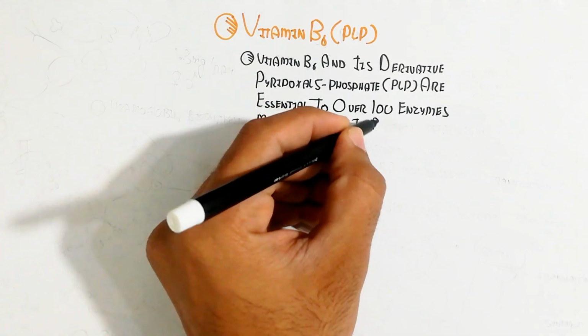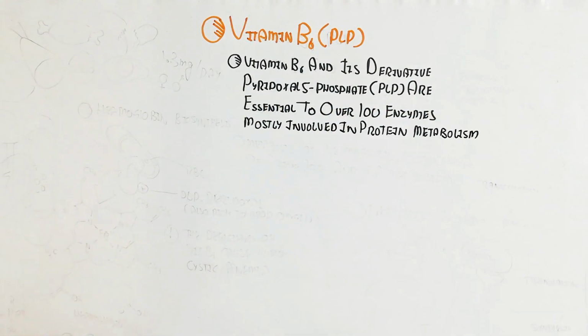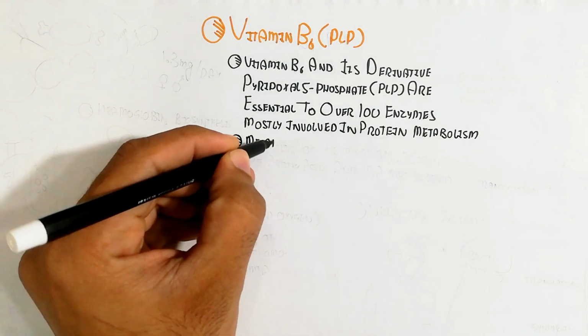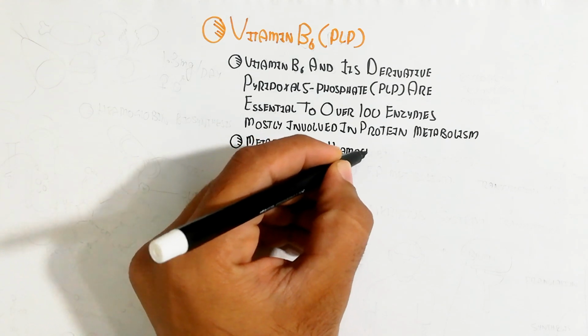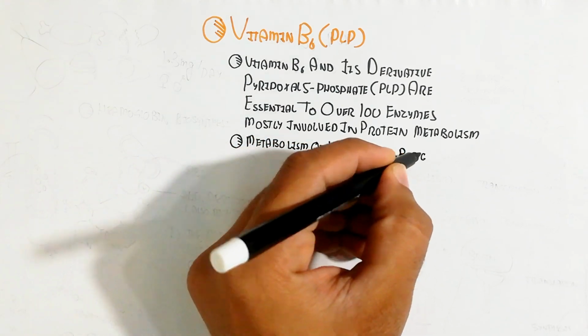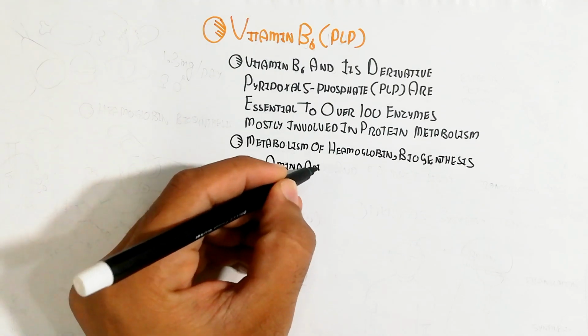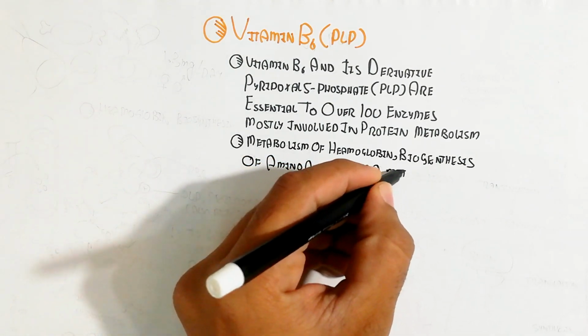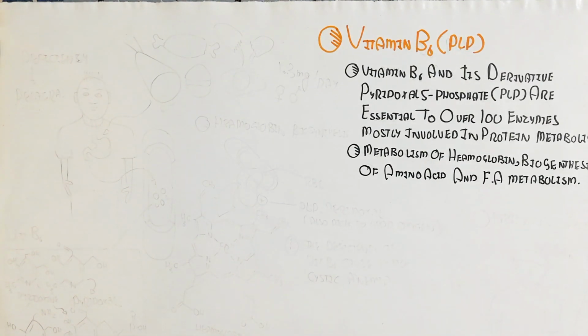Vitamin B6 deficiency will lead to pellagra. But anyhow, the metabolism of hemoglobin, biosynthesis of amino acids and fatty acid metabolism are possible. In this way, when vitamin B6 is decreased, it will disrupt normal function. Anyhow, let's understand more about it.